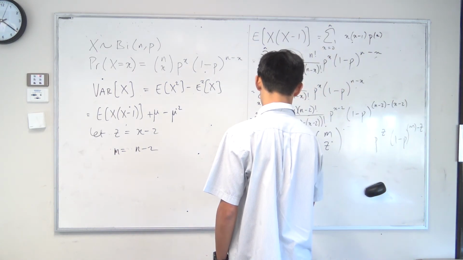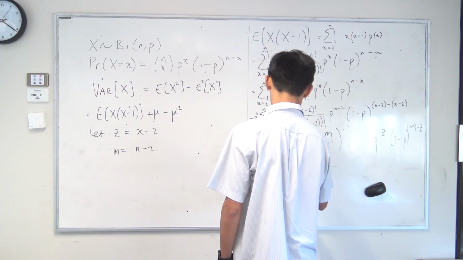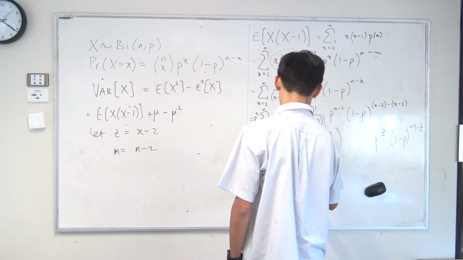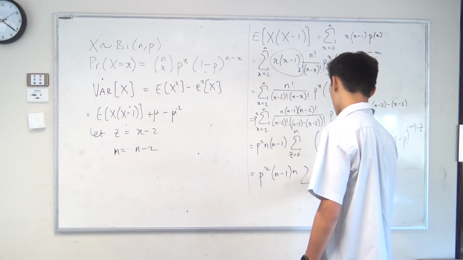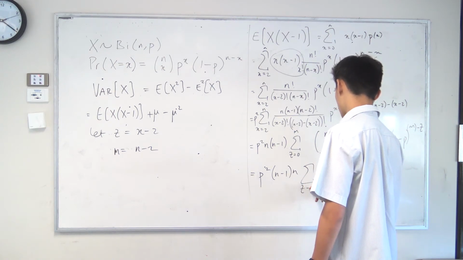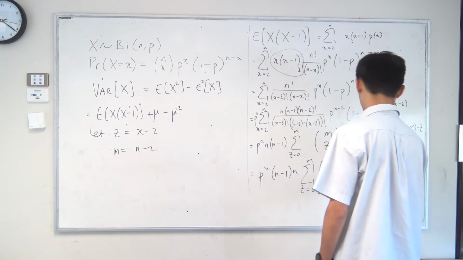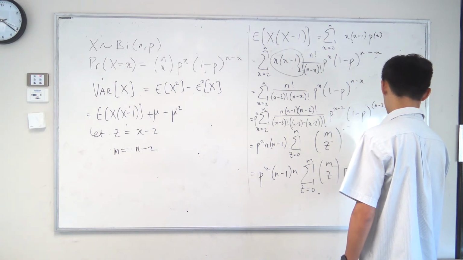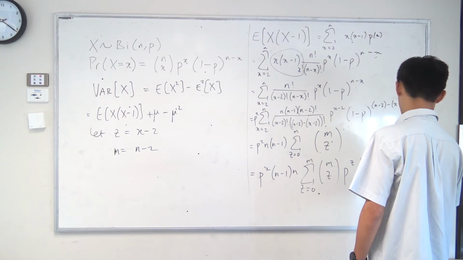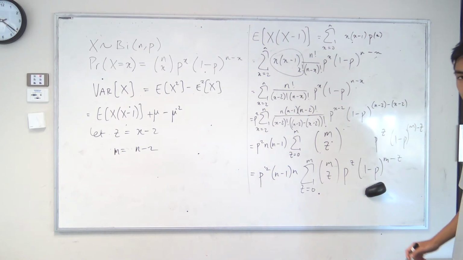So this is now equal to p squared times n minus 1 times n. I don't know, I wrote that the other way around. Of the sum running from z equals 0 to m of m choose z of p to the z times 1 minus p to the m minus z, like so.